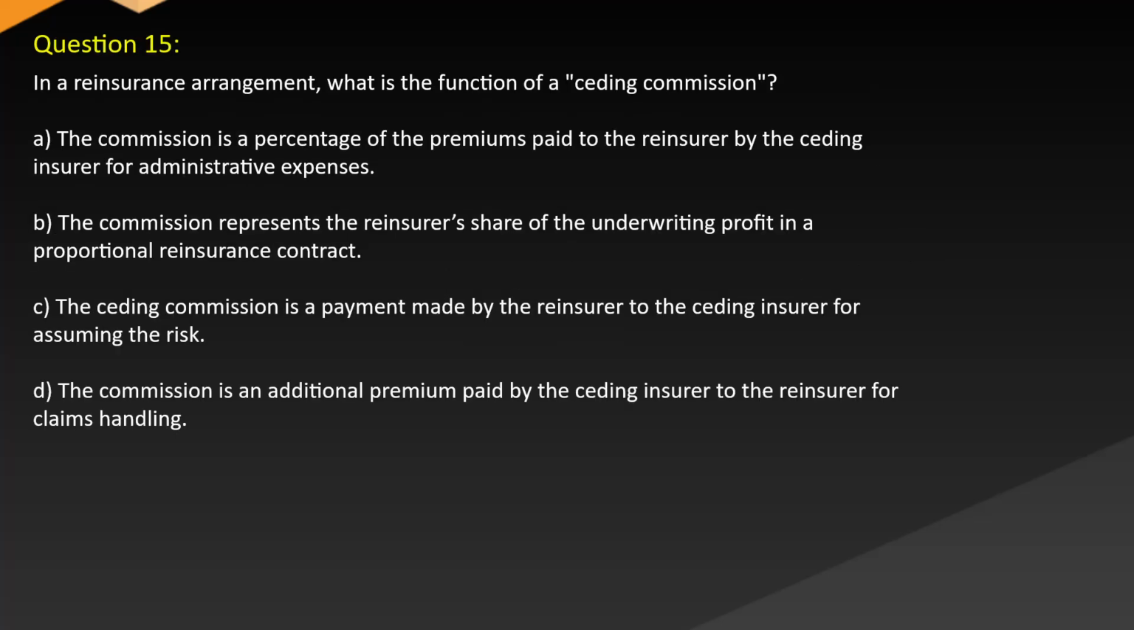Question 15. In a reinsurance arrangement, what is the function of ceding commission? A. The commission is a percentage of the premiums paid to the reinsurer by the ceding insurer for administrative expenses. B. The commission represents the reinsurer's share of the underwriting profit in proportional reinsurance contract. C. The ceding commission is payment made by the reinsurer to the ceding insurer for assuming the risk. D. The commission is an additional premium paid by the ceding insurer to the reinsurer for claims handling.